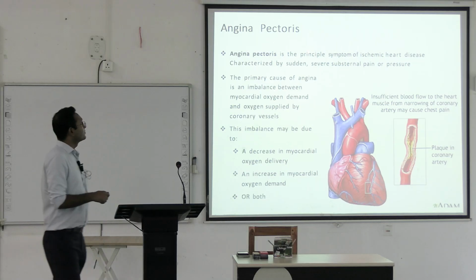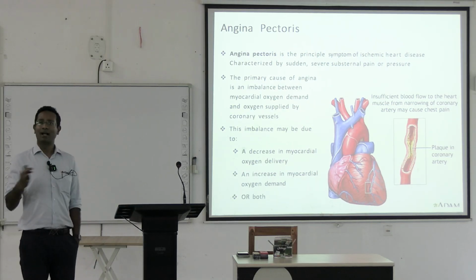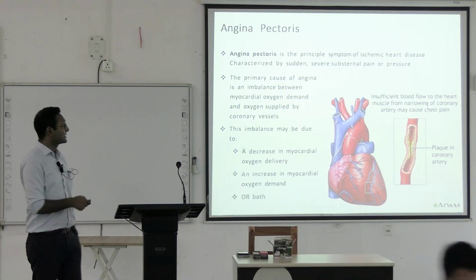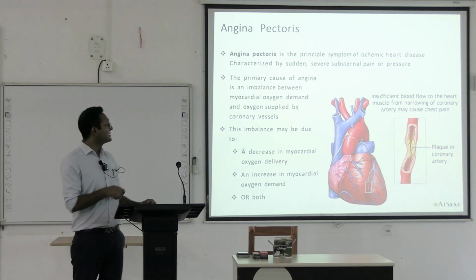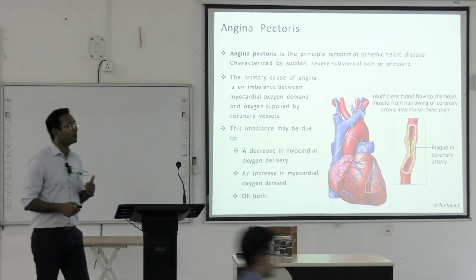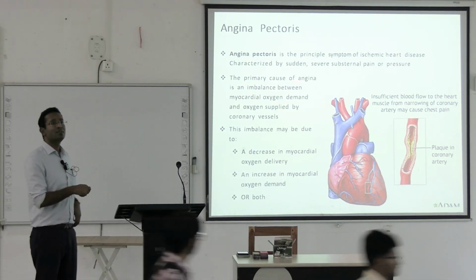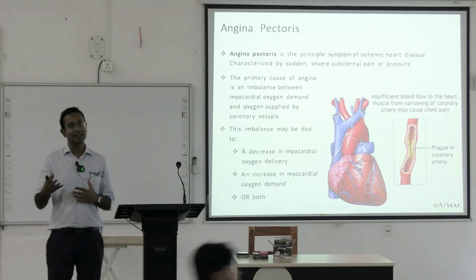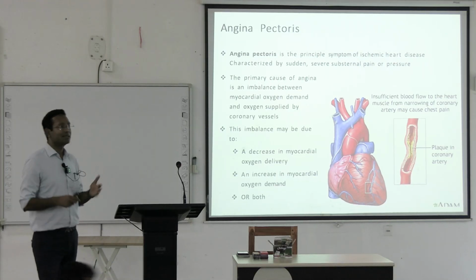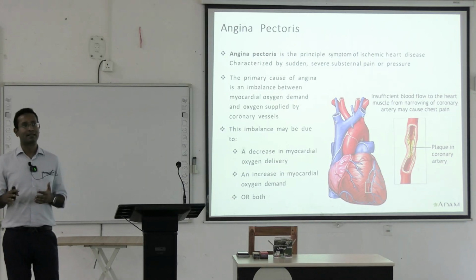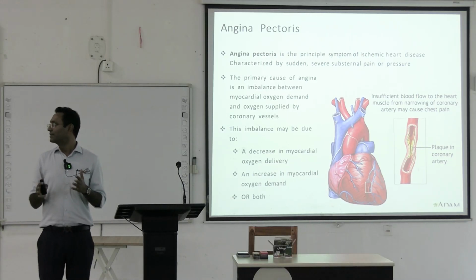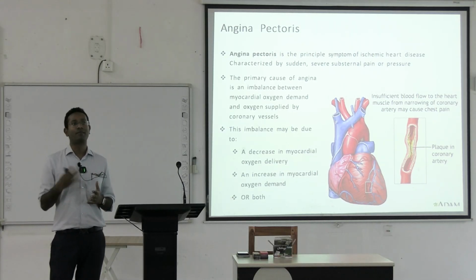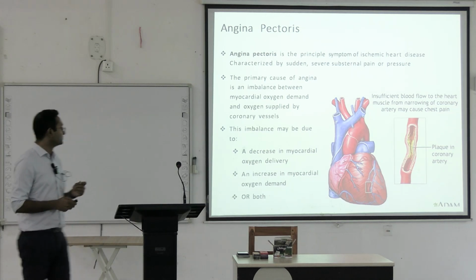So, angina pectoris is the principal symptom for IHD, characterized by sudden severe substernal pain or pressure. The primary cause of angina is an imbalance between the myocardial oxygen demand and the oxygen supplied by the coronary vessel. So, it's a problem between the demand and the supply of oxygen in the myocardial tissue.